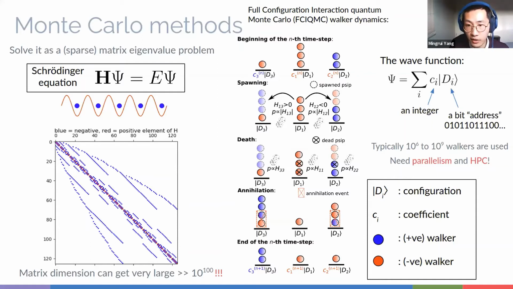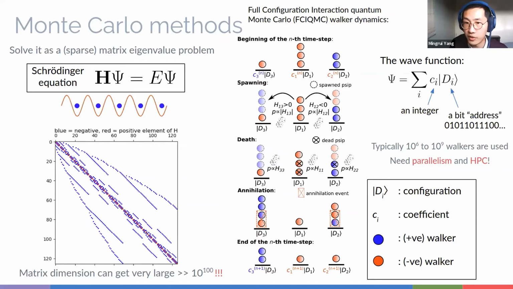For example, if you have 200 atoms, which is still a very small system in real life, the dimension of the matrix can get to a very large number, larger than 10 to the power of 100. It is a huge number. Say you convert all the atoms in the entire universe into silicon and build a big memory, it still won't be enough to store this matrix. That's why we need help from the Monte Carlo algorithm.